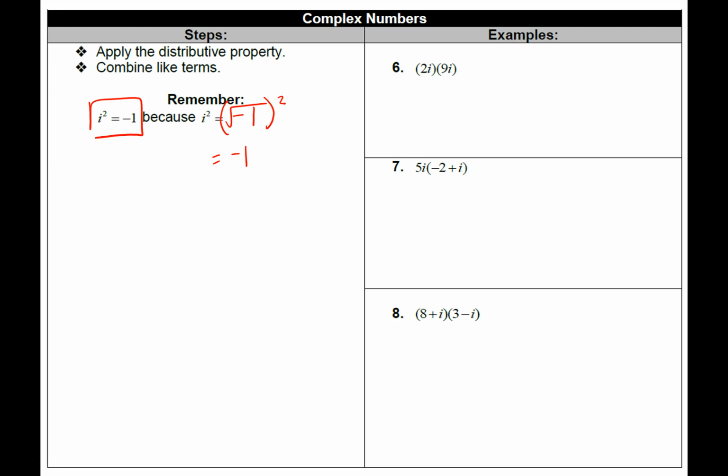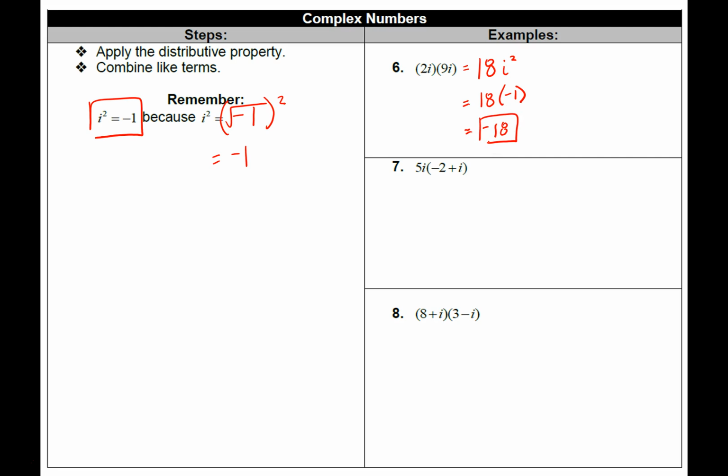The first one says 2i times 9i. This one doesn't have any distributing per se because it's just two terms. So I'm going to do 2 times 9 is 18, and i times i is i squared. I have an i squared, so I'm going to rewrite that as a negative 1. My final answer is negative 18.